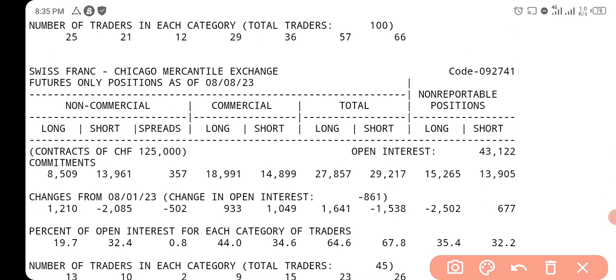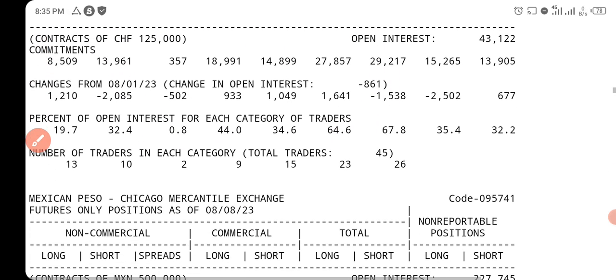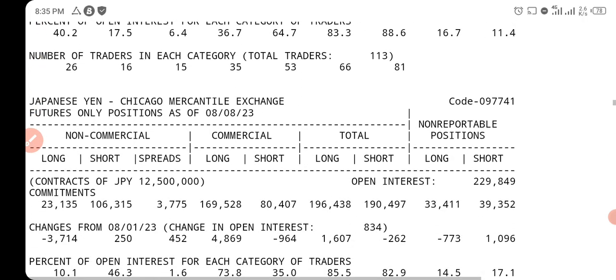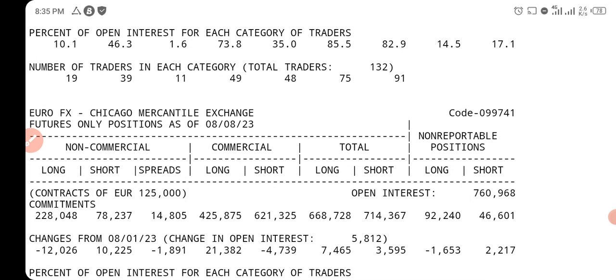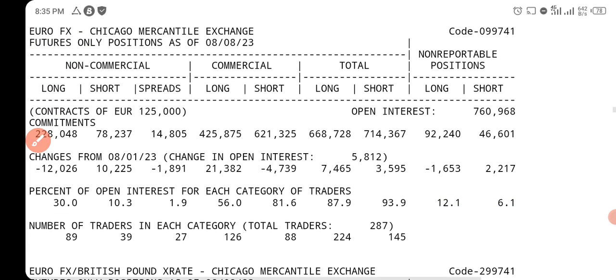This is for Swiss franc, CHF, the data for CHF. So let's keep moving to the downside. This is for pound. Let's keep looking for euro, Japanese yen. Now this is for euro. You can see it right here, euro FX. Now this is it. Let's see what we have.